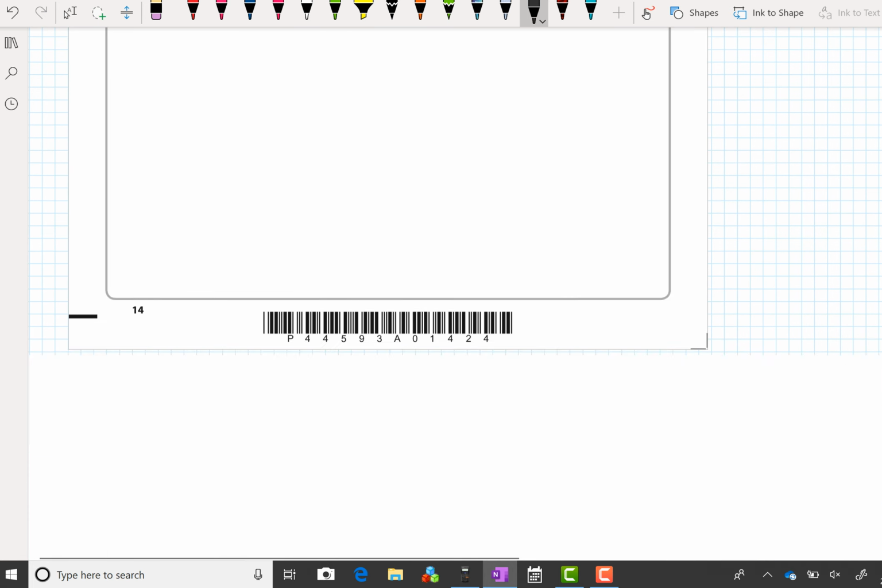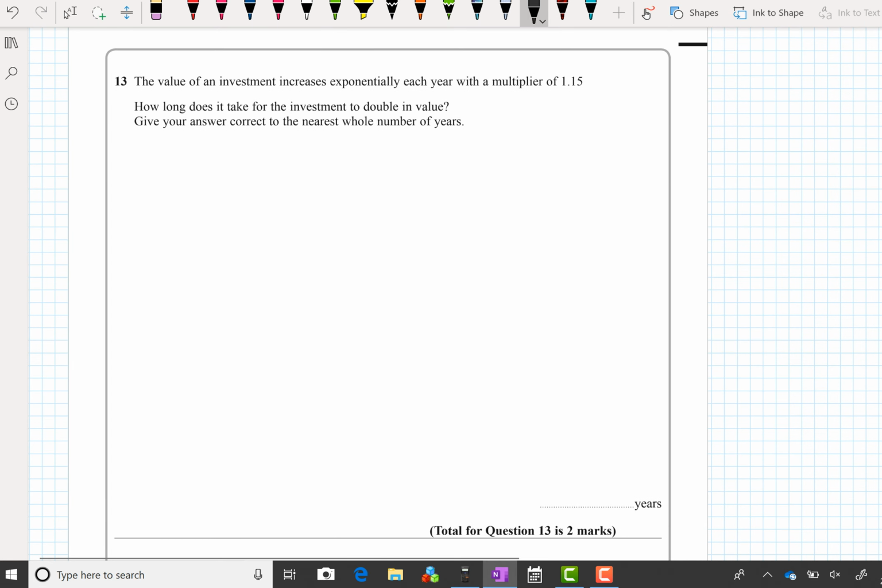Next one, 13. The value of an investment increases exponentially. That means, because it's increasing exponentially, it starts slow and then boom, just goes straight up like this, in a very small amount of time. Or you can get exponential decay where something is going really fast, it's decaying and it starts slowing down. That's what exponential growth or decay looks like. Okay, so you've got your investment, it's increasing exponentially each year. Yes, your investment's increasing exponentially, you're getting lots and lots of money with a multiplier of 1.15.